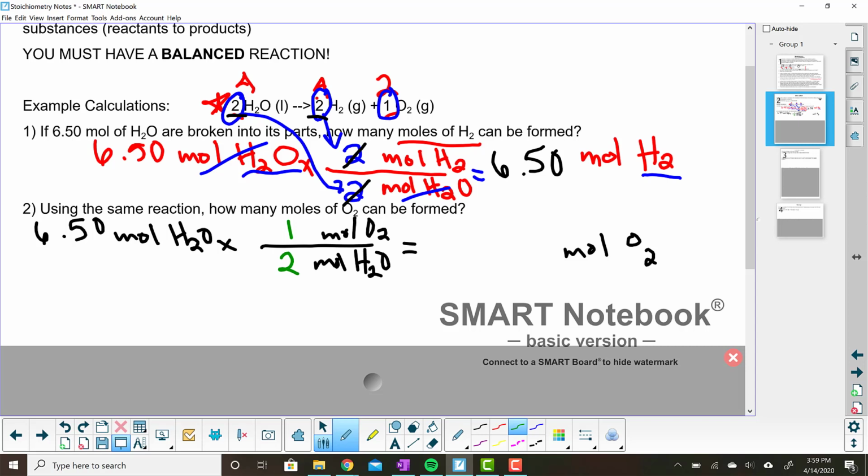So now when I solve this, what I'm actually doing is taking that 6.5, multiplying by 1, and then dividing by 2. So I can only produce 3.25 moles of oxygen when I could produce 6.5 moles of hydrogen. Well, that makes sense, right? If I have 4 slices of bread, but only 1 slice of cheese, how many sandwiches can I make? I can still only make 1 sandwich because you have to keep the ratios the same.